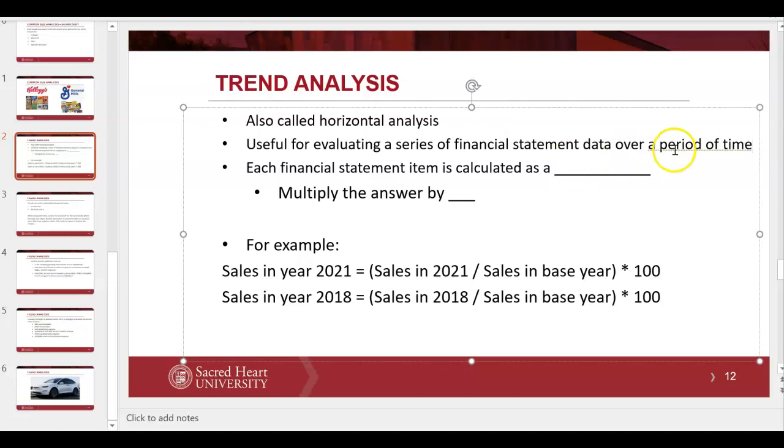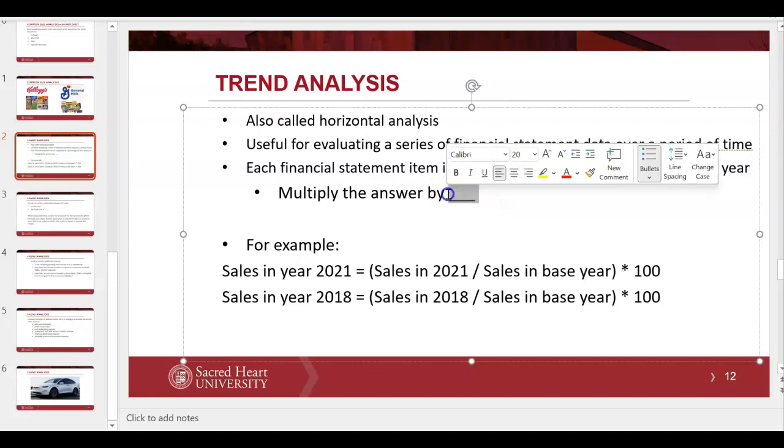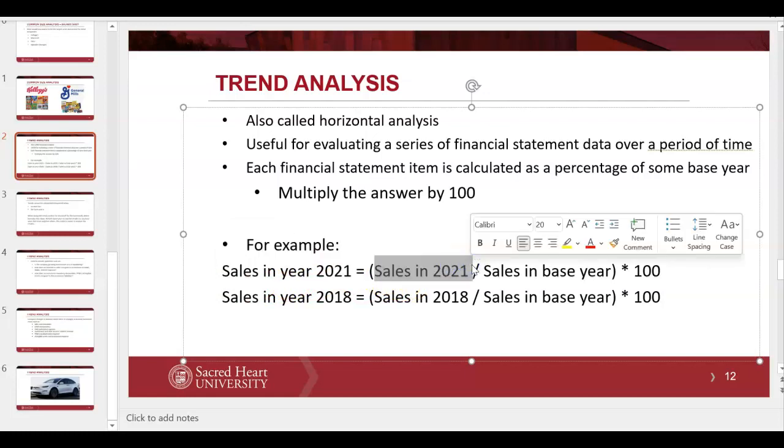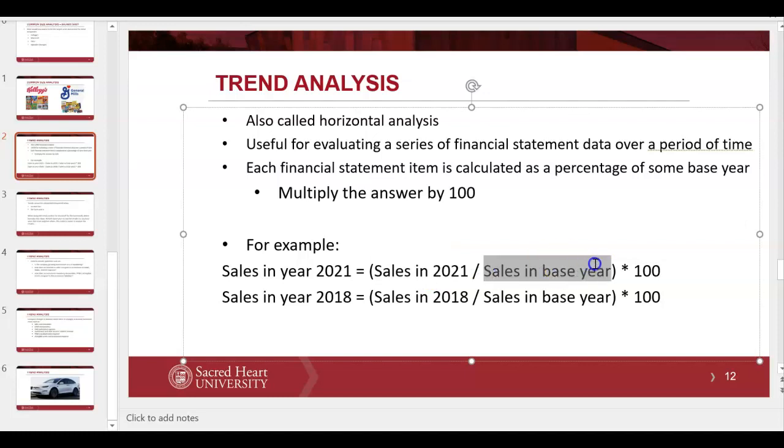Each financial statement item is calculated as a percentage of some base year. What we do, and then just standard practice, is to take that answer and multiply it by 100. So for example, sales in year 2021 in a trend analysis, we're going to take sales in 2021, the current most recent period sales, and divide it by sales of some base year.